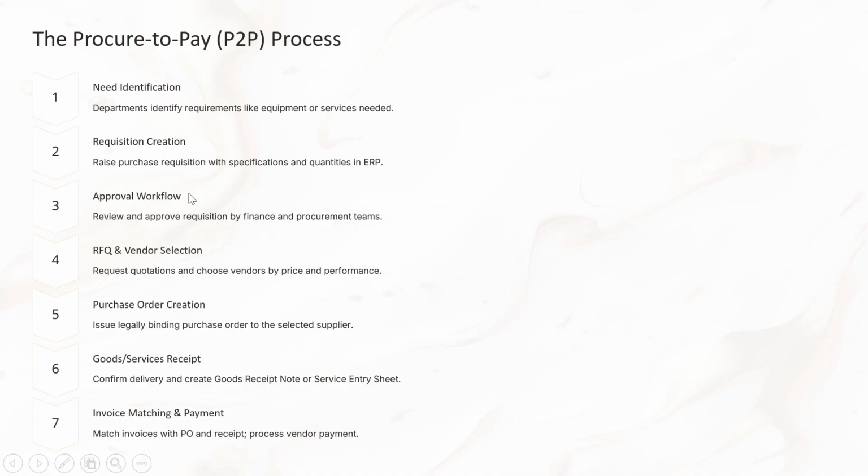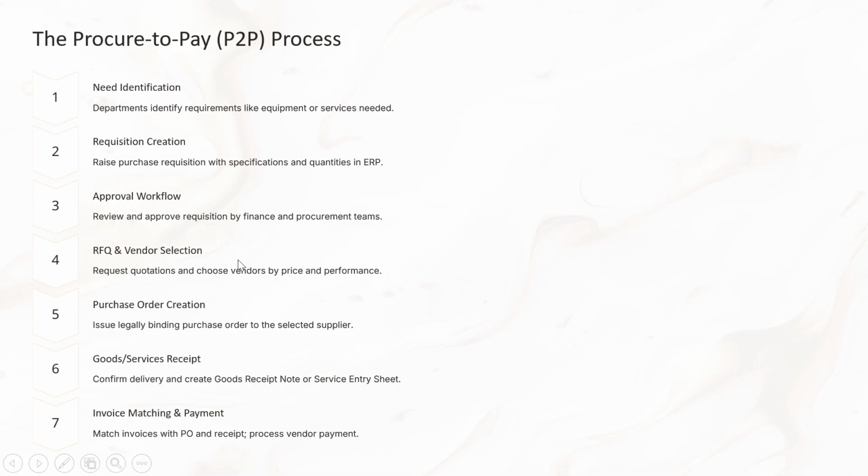Requisition creation. Raise the purchase requisition or indent with specifications, quantities, makes, and when it is required, and in how much quantity. So all these things come into the purchase requisition or the indent. Approval workflow. Review and approve the requisition by the finance and the procurement team, and the user's functional head also approves it. So the finance and the procurement team are also a part of it.